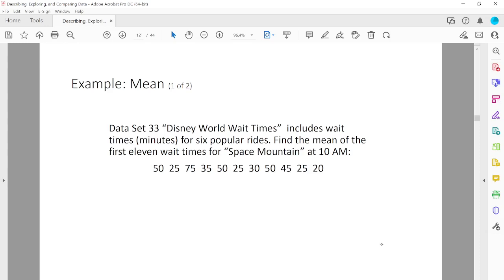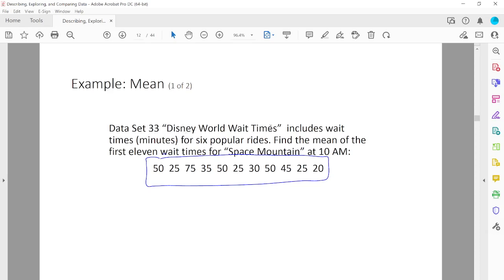Don't worry about this number. These are the data sets you have been given. 1 2 3 4 5 6 7 8 9 10 11 data. So for this data set, instead of 33, think about the data set given here.